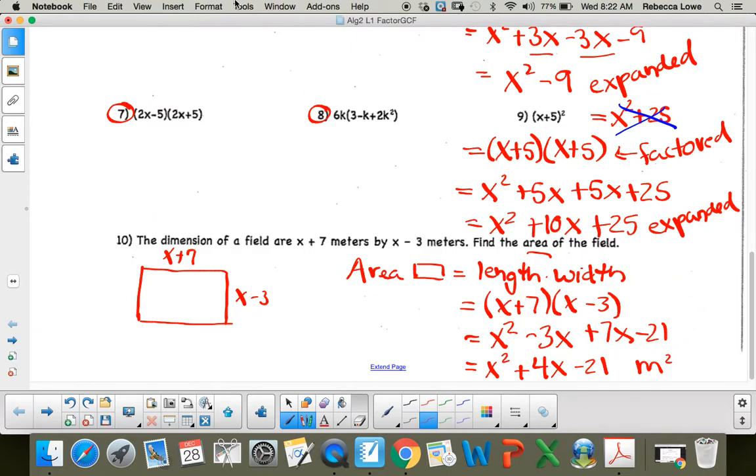All right, so you should have 1 through 8 done. And then the next video will tackle the next page. We haven't even gotten to factoring yet. This is all expanding.